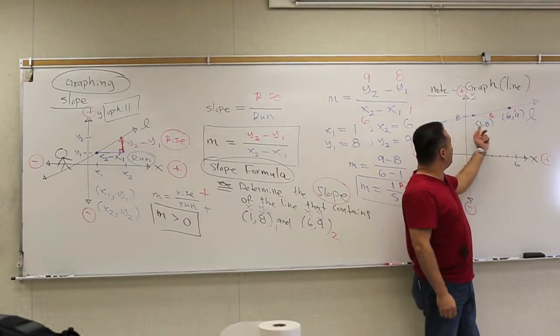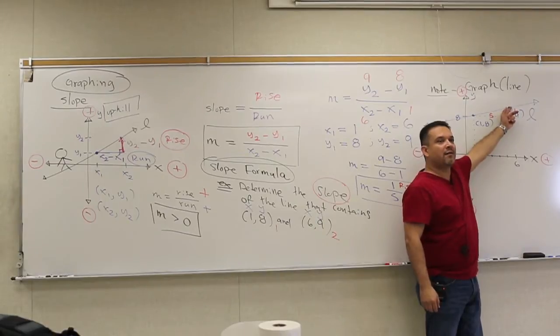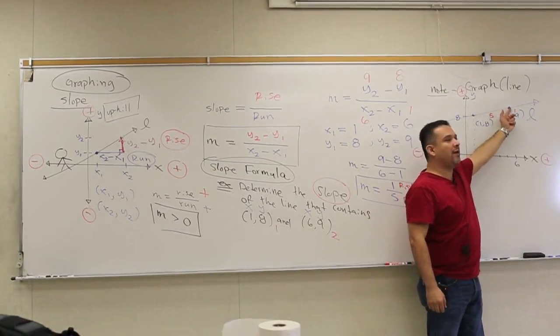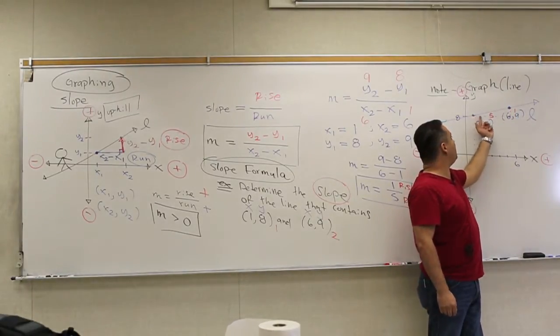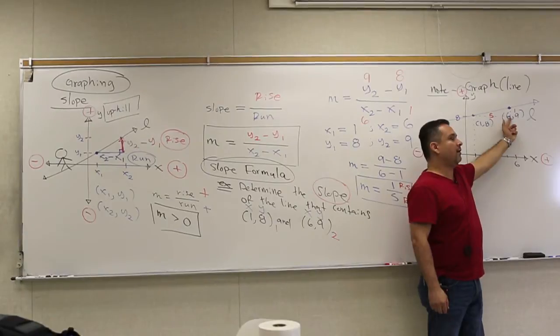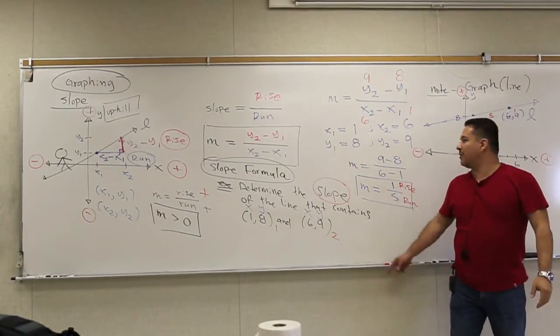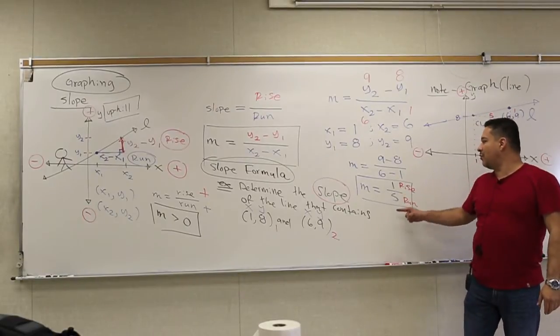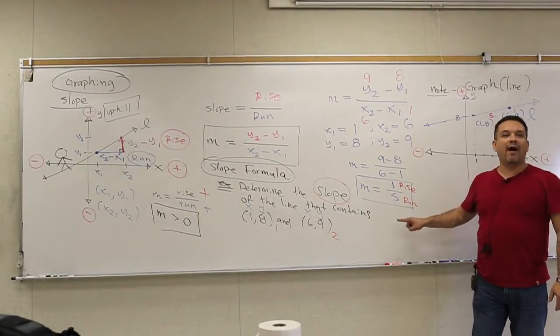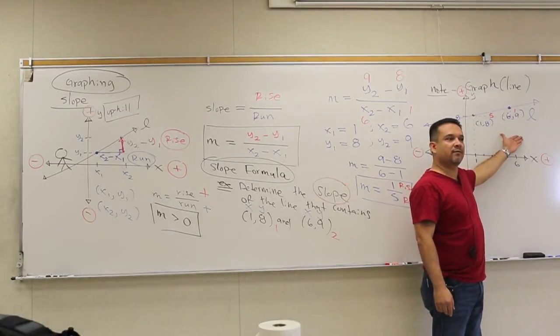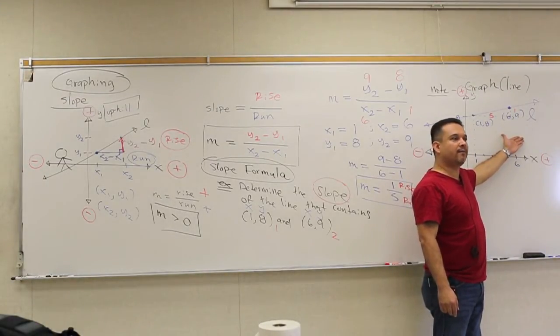Let's go over that. That second point is at 6, 9. To go from this first point to the second point, it's uphill. Slope is positive. Notice the run is 5 and the rise is what? 1. The definition of your slope is rise over run, so that's why it's 1 over what? 5. Okay, good. Thank you. Okay, you guys okay with that?